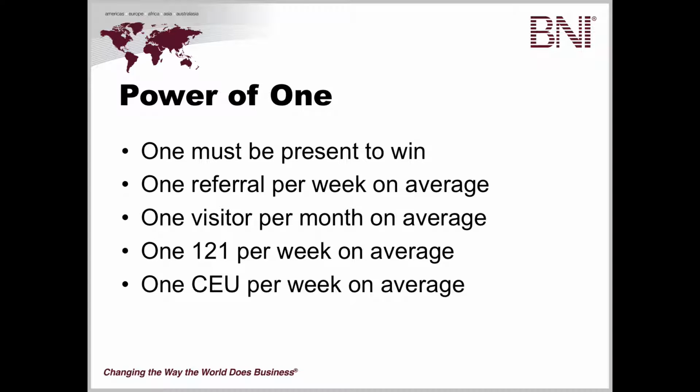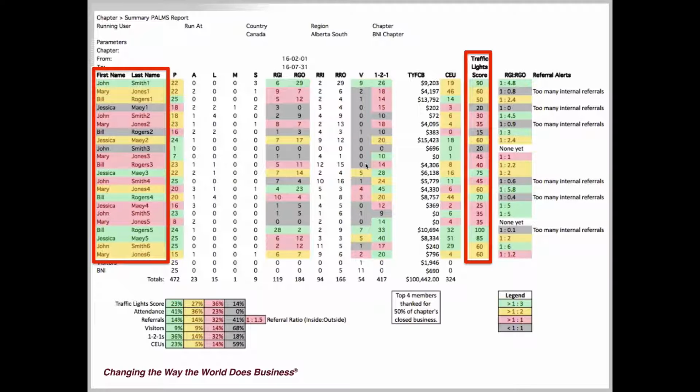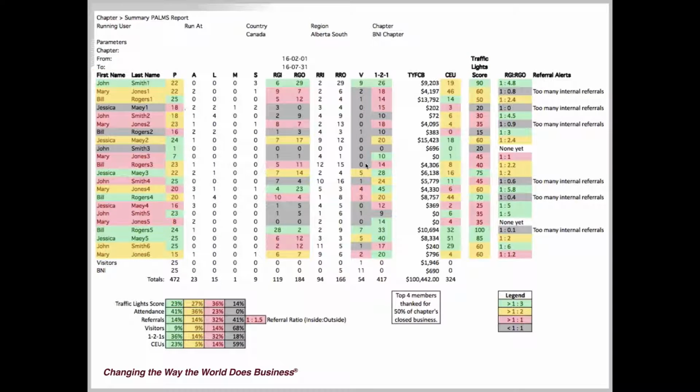The report looks something like this. First up are the traffic lights themselves. You can see the green, yellow, red, and gray coding according to the normal traffic light score. In addition, the member names themselves are coded with the traffic lights color. First part of the power of one is attendance, and you can see the traffic lights are coded here. Green meaning greater than 95% attendance.